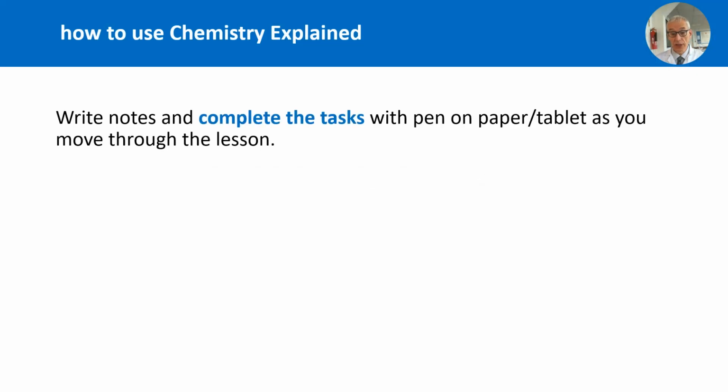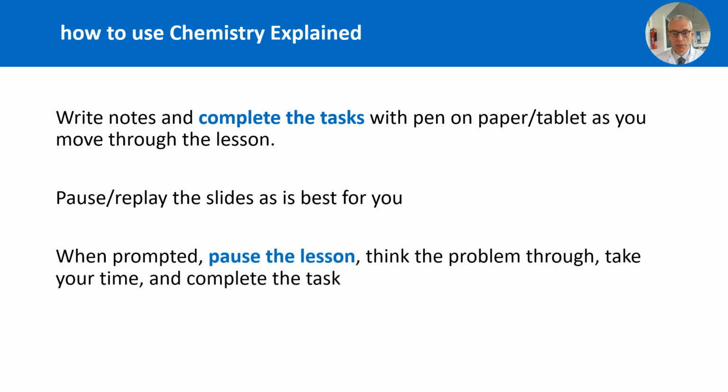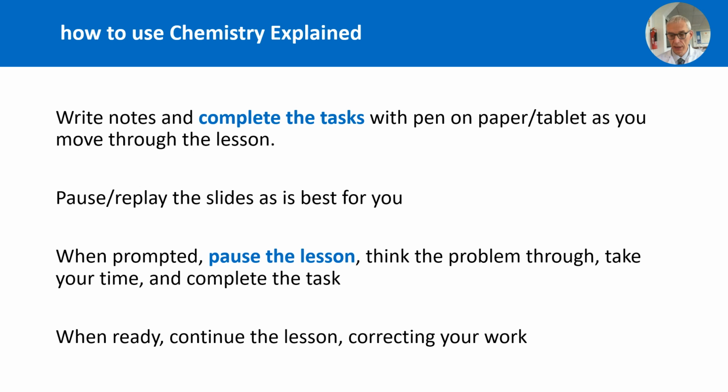Using Chemistry Explained needs your active participation. You need to write notes and complete the tasks, either with pen on paper or on a tablet. Control the pace of the lesson by pausing or replaying the slides. Most important, when prompted, pause the lesson, complete the task, thinking the problem through, which means taking your time. When you're ready, continue the lesson, correcting your work.